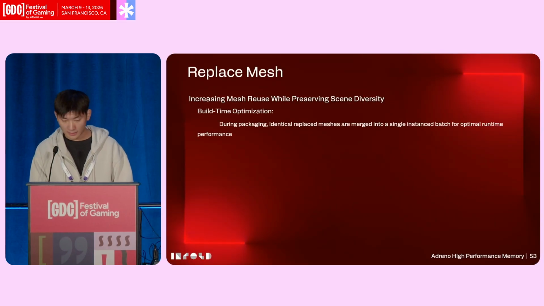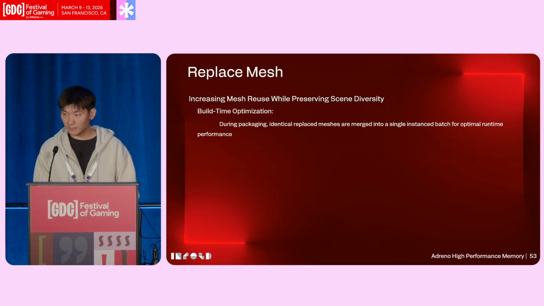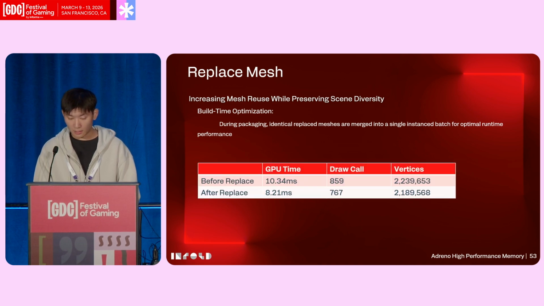At mobile packaging time, we merge identical replace meshes into one instanced batch. And we kept the number of meshes the same and optimized by reducing the number of mesh types. As a result, GPU time is down 20%, draw calls are down 10%, and the world still looks diverse.